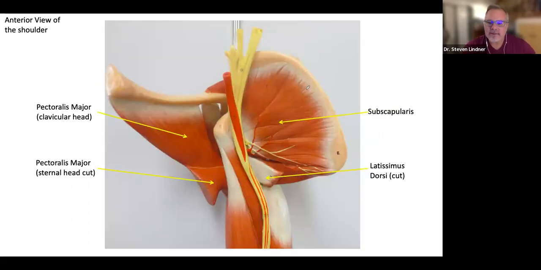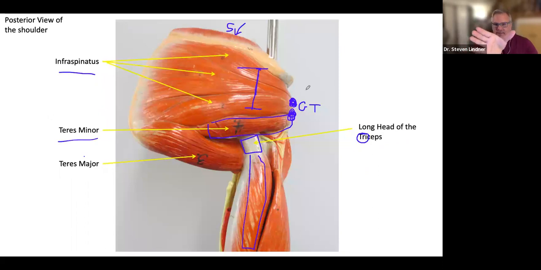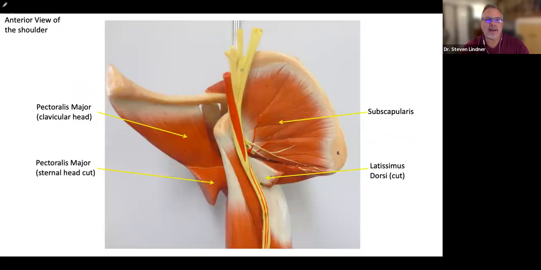Now we're taking the same thing, and we're just going to rotate it around so that we're not looking at it from the posterior view anymore. We want to look at it from the anterior view. You can see on the top left there, it says anterior view of the shoulder.